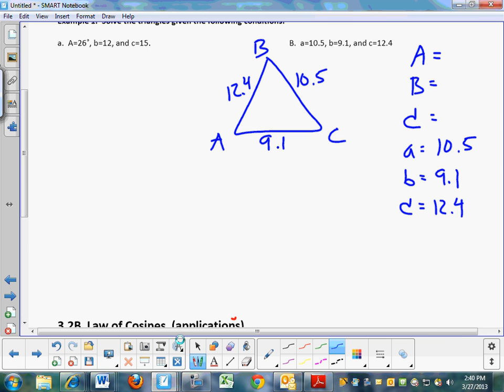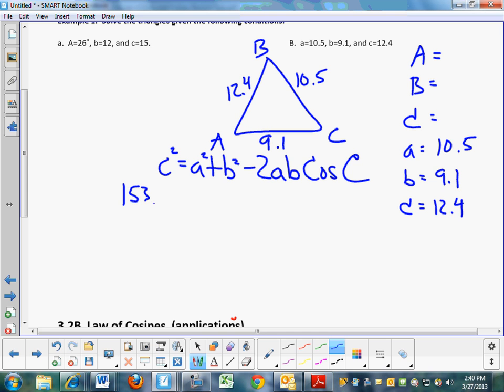So let's show this thing worked out. Which angle should we solve for? C. C is opposite the largest side, so that's what I set up. So here's my formula. C squared equals A squared plus B squared minus 2AB cosine of C. Get your calculators ready. What's C squared? What's 12.4 squared? 153.76 equals, what's A squared?